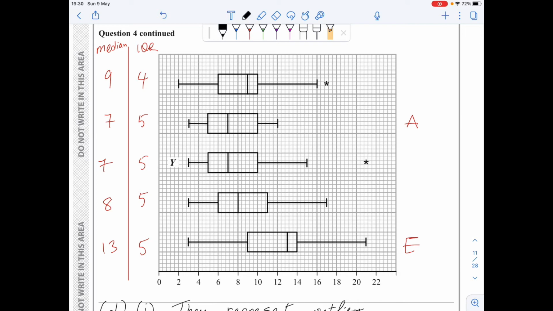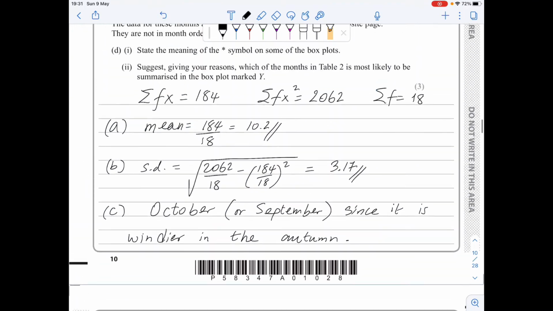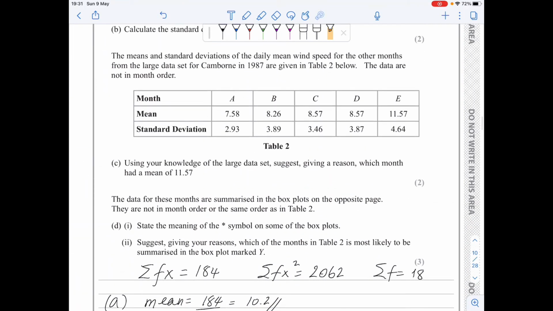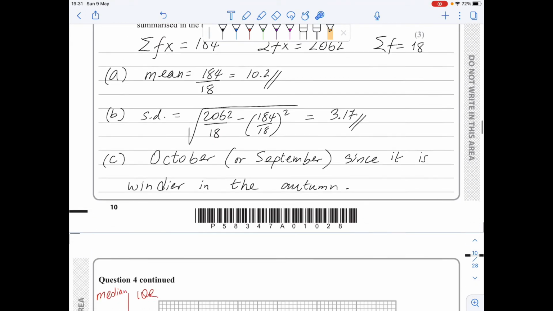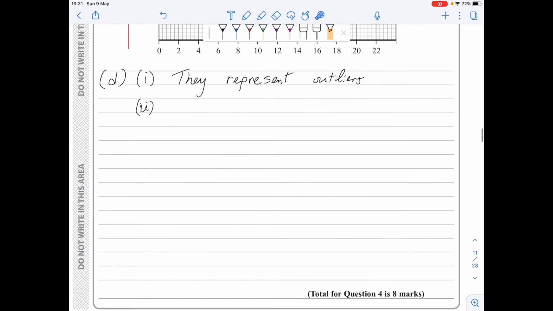Now Y has the smallest median and the largest IQR and also an outlier. So we expect a low mean and a high standard deviation. So excluding A and E from the other 3 months, we expect Y to be month B, although C and D are also accepted in the mark scheme. So let's write all this down.